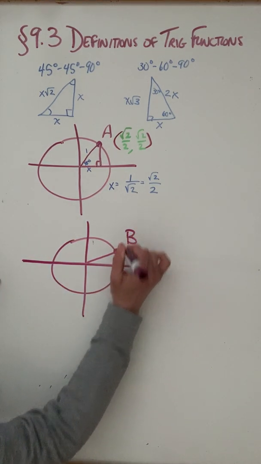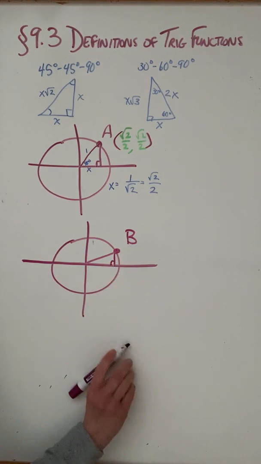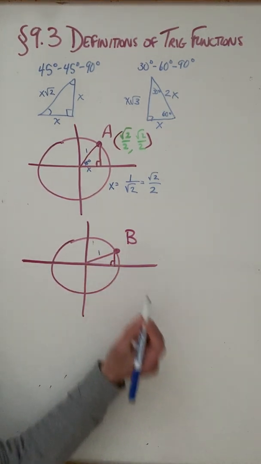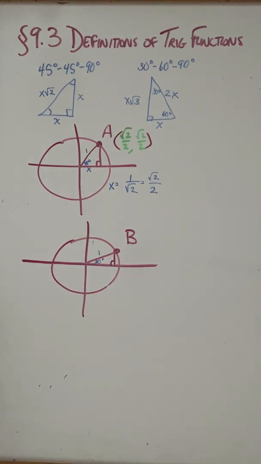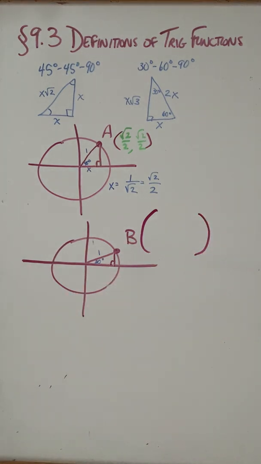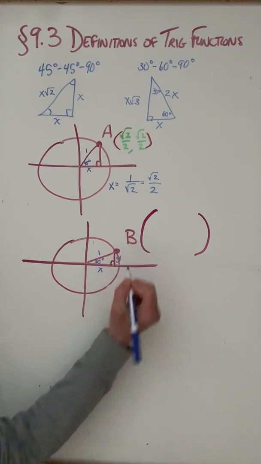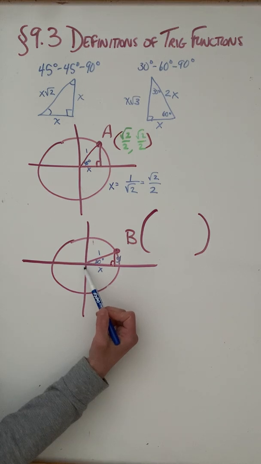So let's say this is point B now, and I'm going to make my right triangle again in a unit circle. Radius is 1, so the hypotenuse of my right triangle is 1. Let's suppose this time that my angle theta is 30 degrees, and we want to find the coordinates of B. Let's label this x and y. We know that the hypotenuse is 1, since that's the radius of the circle.